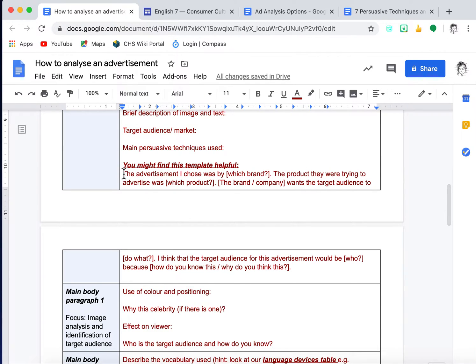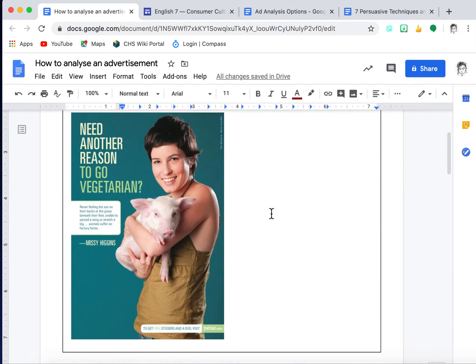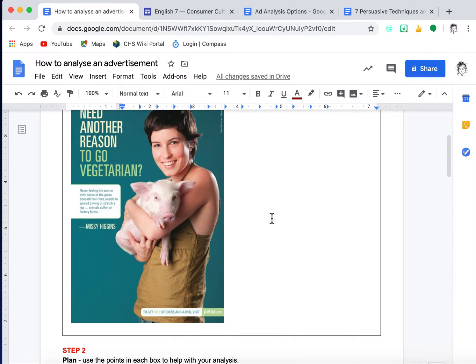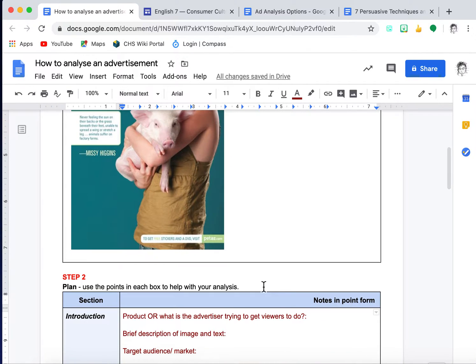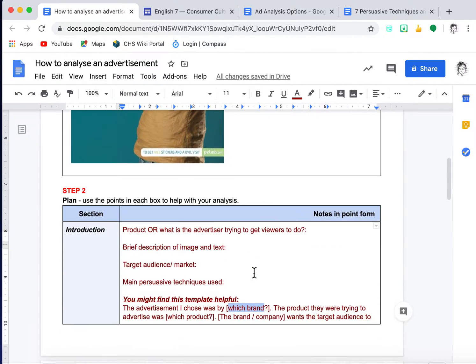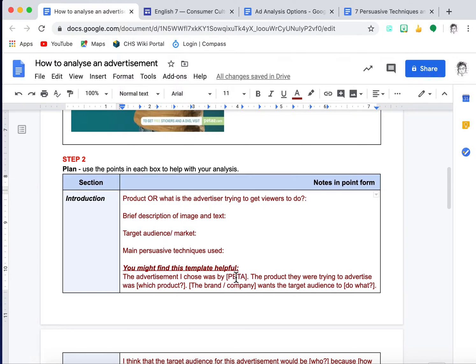What that allows you to do is just insert the relevant information into the square brackets. So the advertisement I chose was by... who is this advertisement by? Interesting. It's PETA, which is an acronym, I believe. So it's an animal rights organisation. It looks like it says PETA 2, but I'm familiar with PETA being the name of the organisation, so that's all good. You can pop that in there.